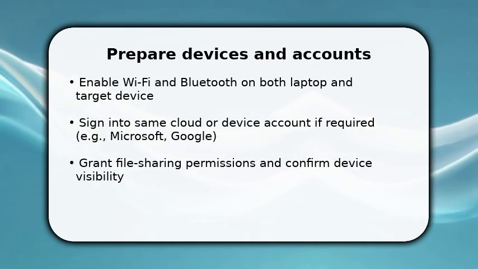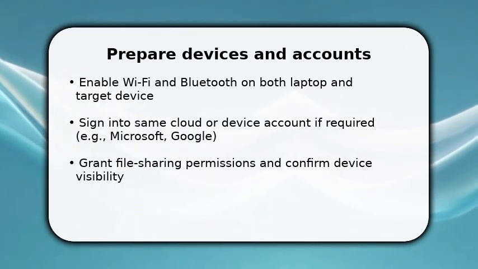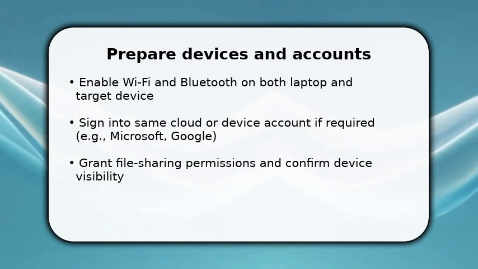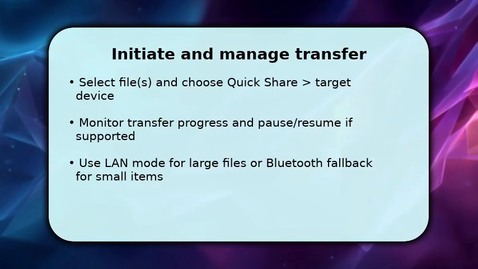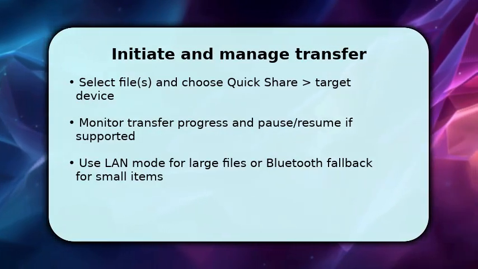Now choose the file or folder you want to send and select the nearby device from the QuickShare list to initiate the transfer. You tap or right-click the files and pick QuickShare, selecting the recipient device.